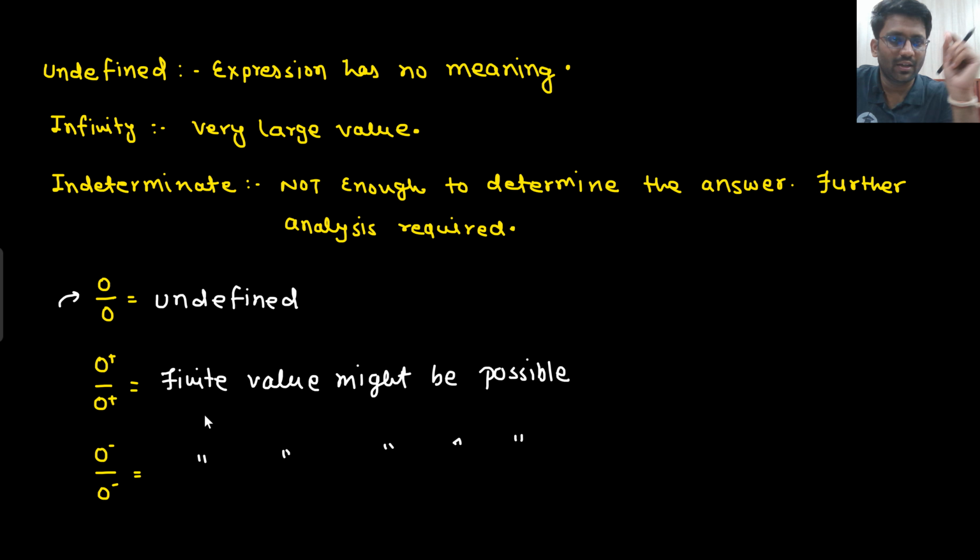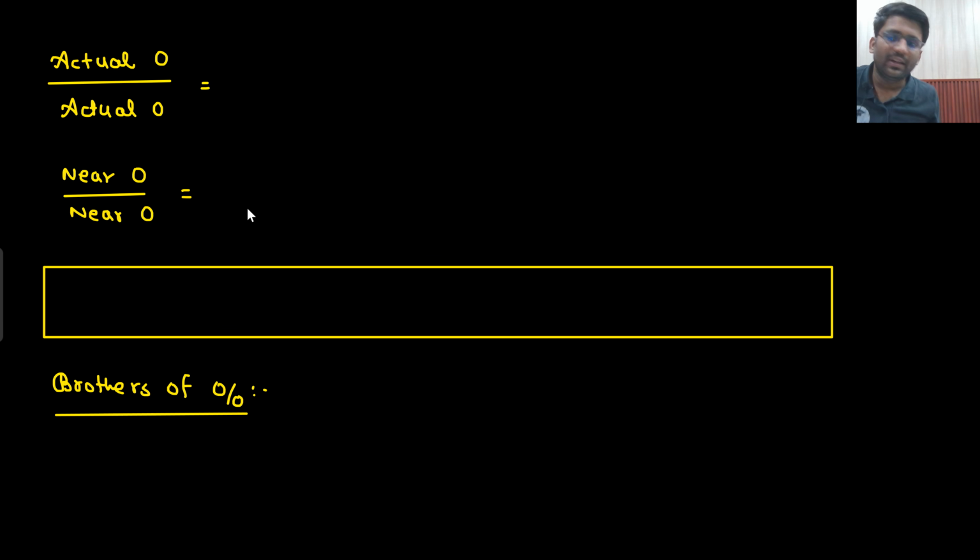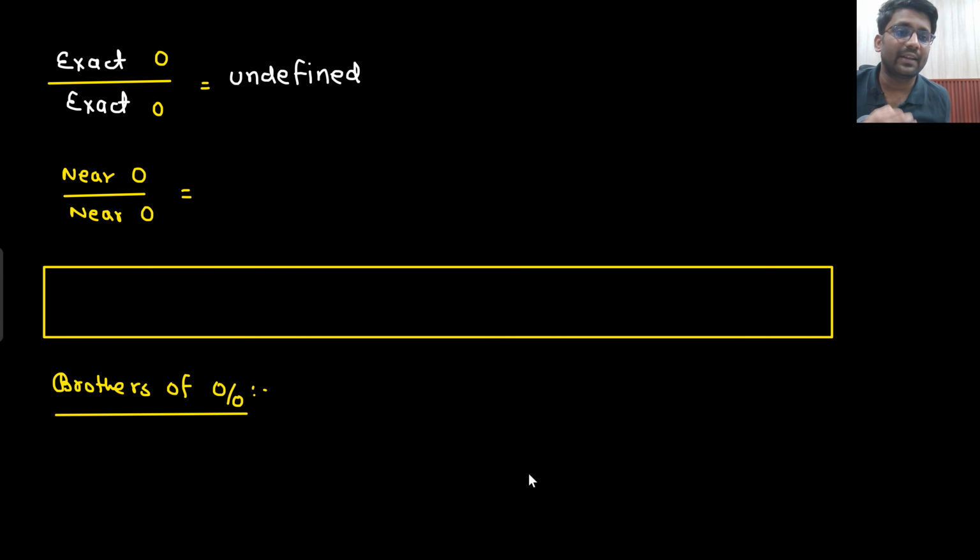So if I ask you in an interview, what is 0 by 0? Will you say indeterminate form? No. Sir, 0 by 0 is undefined. What does that mean? If it is exact 0 divided by exact 0, then you will say it is undefined. But if I am asking near 0 divided by near 0, then you say, sir, yes, a finite answer may be possible with further analysis. That means, sir, it is indeterminate form. As of now, it is indeterminate.